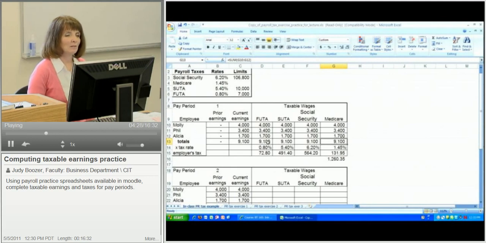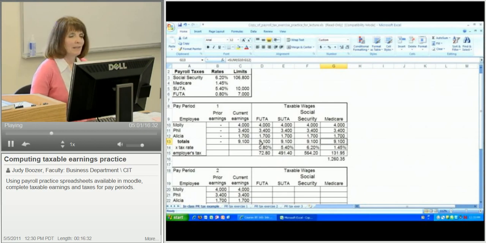No. No, employee. So 9,100 is for all employees. The limits are per employee, not for all. So you have to look at the taxable amounts per employee. But it says right there that the limit on the FUTA is 7,000. Per employee. Per employee, not for all employees. So 9,100 is for all the employees.